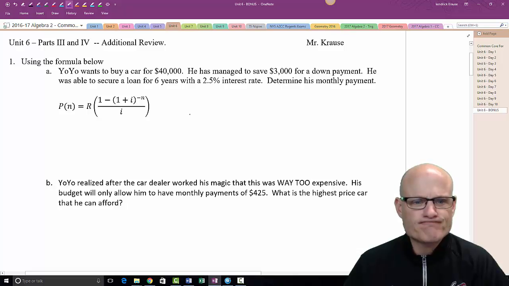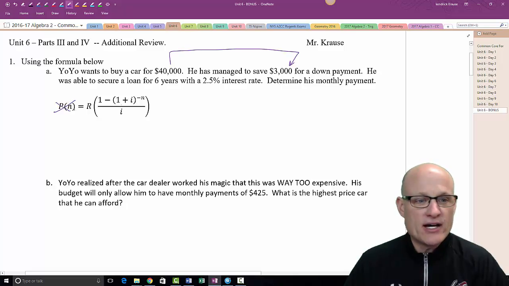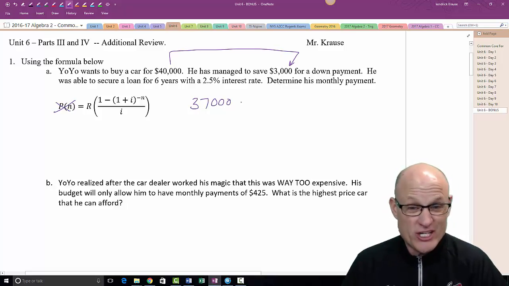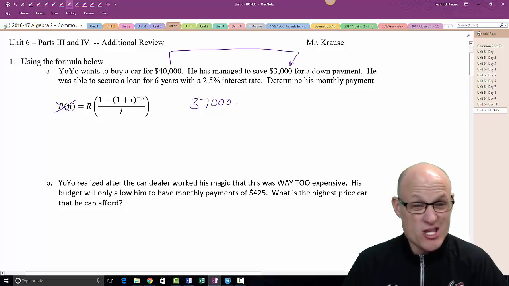So, I've got a $40,000 loan, but a $3,000 down payment. So my value here is going to be $37,000. I'm not taking a loan out for the whole 40 G's. You see what I mean? So we'll say equals. I don't know what my recurring monthly payment's going to be, so I'll just put R.